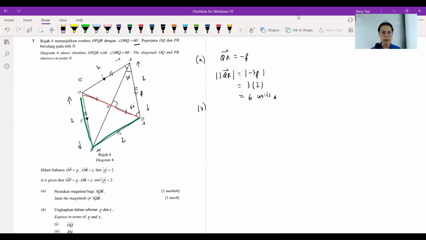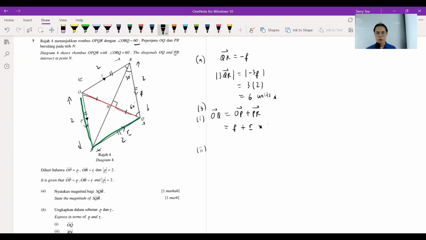OQ. Yeah, we are finding vector OQ first. Now to go from O to Q, I can go O to P, P to Q. Now PQ is actually the same as OR. So I just transfer this over, this is also R. So OQ will be O to P, P to R. O to P is P, P to R is R. That's it. Answer P plus R. Yeah, very simple. This is B Roman 1.